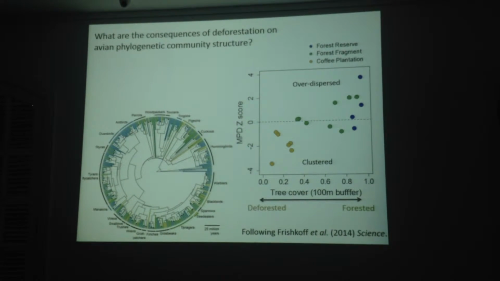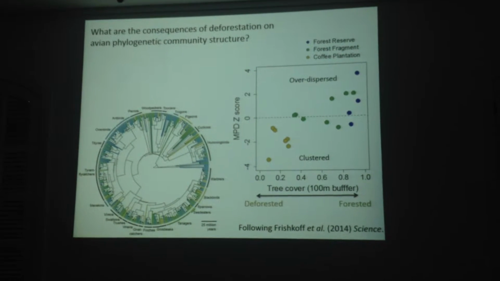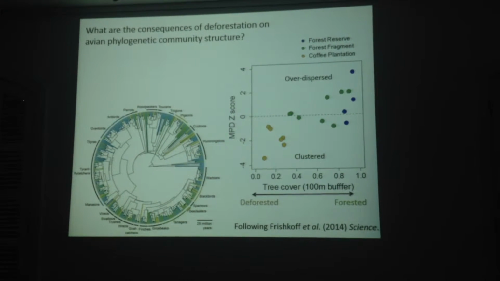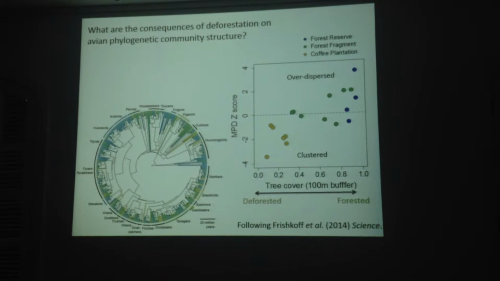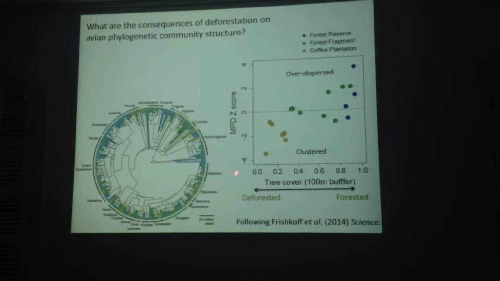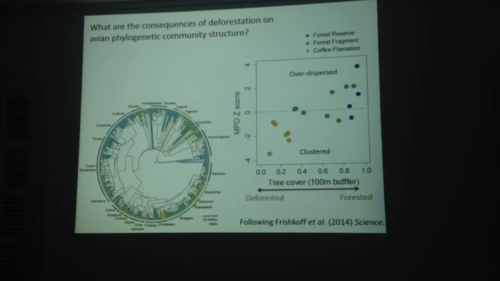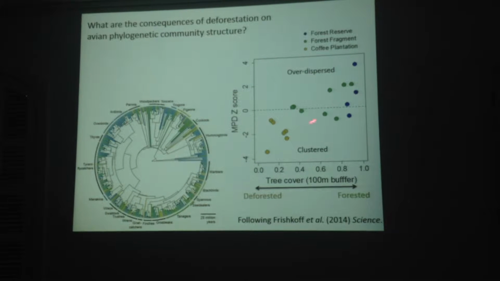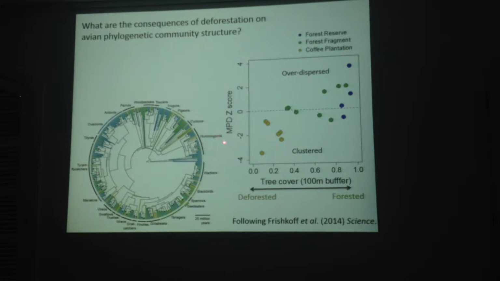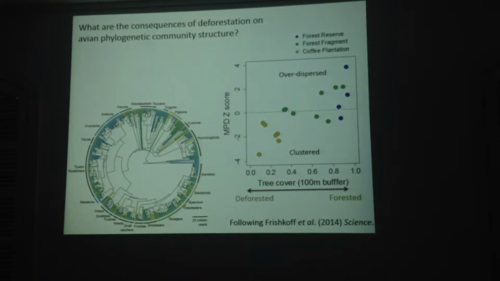And the canonical way to go about doing this is to take your favorite bird phylogeny and then think about how closely related those individual species are in communities along the deforestation gradient, from completely forested sites to completely deforested sites. And when you go out into the field and you collect this data, what you see is that as you move from forested to deforested environments, species, in terms of their mean phylogenetic distance from one another, tend to get more and more closely related.